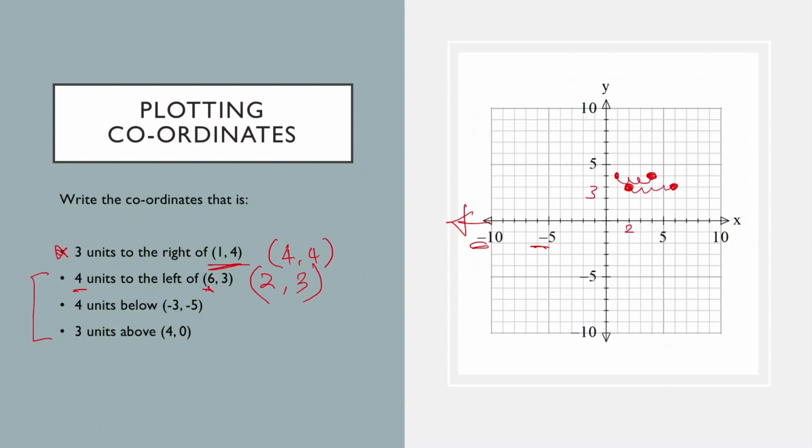Same thing here, 4 units below. That means y-coordinate. -5, and you go 4 down further, you end up with 3, -9. 3 above 4 and 0. Up and down is the second coordinate, so the first one stays the same, and then you go up 3. And that's it for today's work.